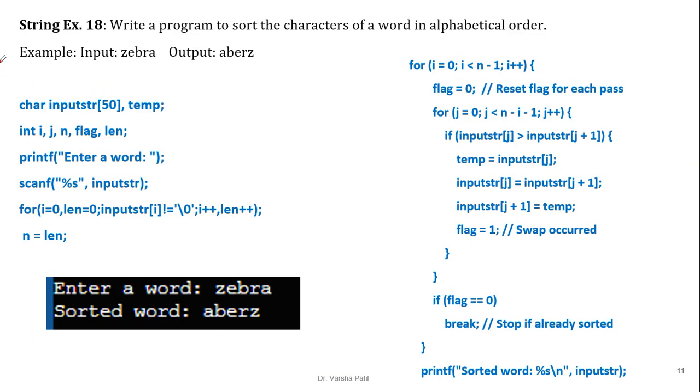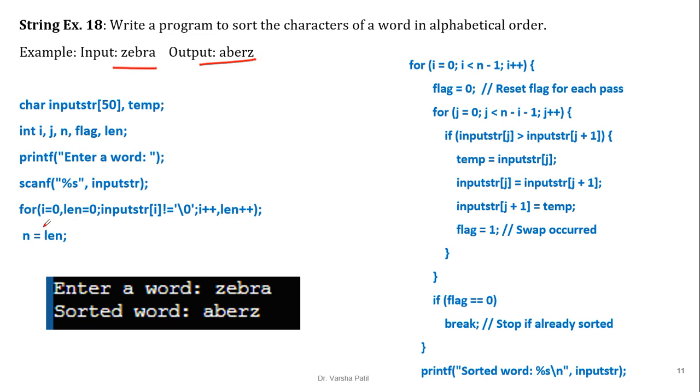Now in my videos on arrays, I have explained bubble sort, so I am not explaining it here again. Here what you need to do is sort the characters. You can use selection sort, various types of sort techniques are there, but for simplicity you can go for bubble sort. So this zebra is there, and what you require? A, B, E, R, Z.